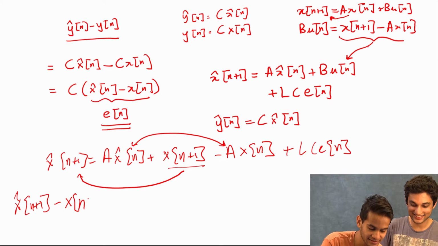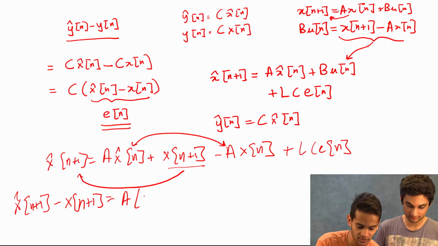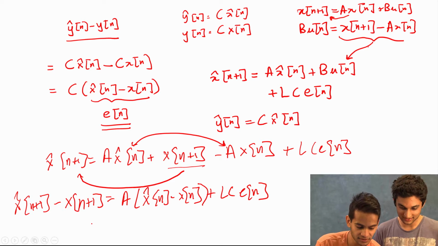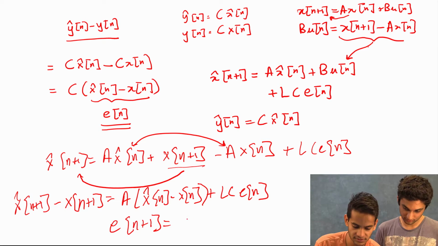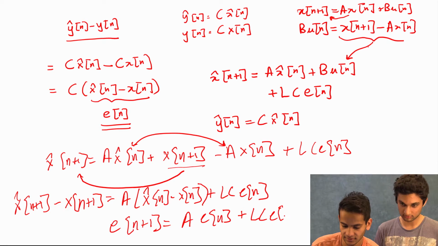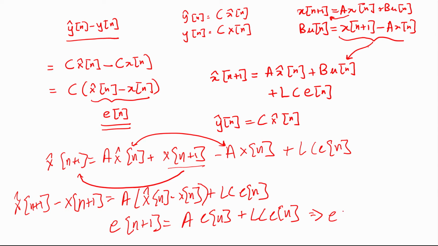Anyways. So x hat of n plus 1 minus x of n plus 1 equals A times the quantity x hat of n minus x of n, plus LC e of n. And there's a bracket. Cool. So here we end up having e of n plus 1 equals A e of n plus LC e of n, right? So finally, e of n plus 1 equals (A plus LC) times e of n.